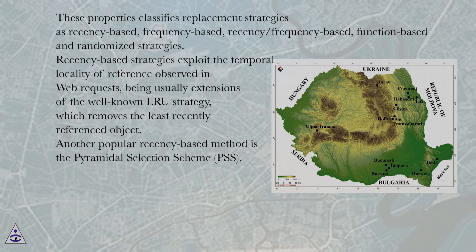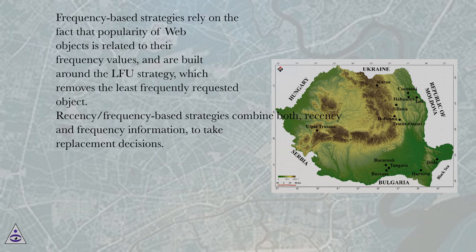Recency-based strategies exploit the temporal locality of reference observed in web requests, being usually extensions of the well-known LRU strategy, which removes the least recently referenced object. Another popular recency-based method is the pyramidal selection scheme, PSS. Frequency-based strategies rely on the fact that popularity of web objects is related to their frequency values, and are built around the LFU strategy, which removes the least frequently requested object.